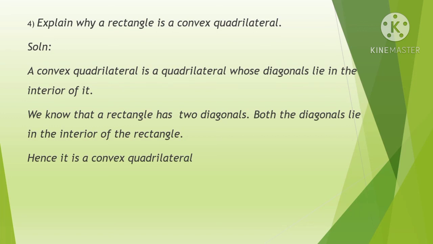We know that a rectangle has 2 diagonals. Both the diagonals lie in the interior of the rectangle. Are we drawing any diagonal outside? No. In a rectangle, both the diagonals we are drawing are inside. In the same way, for a convex quadrilateral the diagonals lie inside the figure. So hence we can say that a rectangle is a convex quadrilateral.